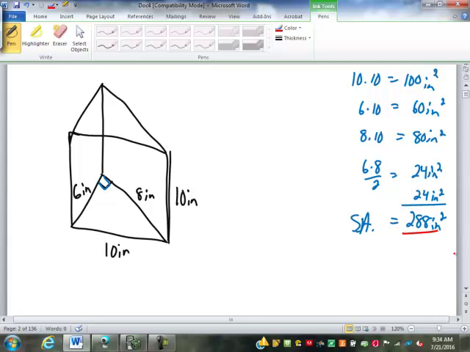That's one way you could find surface area. That's the brute force, just finding each of the shapes and adding them up. That works. Let's look at the other way to find surface area, which would be to start out with the area of the base, which is the 6 times 8 divided by 2, the 24 square inches for the bottom.